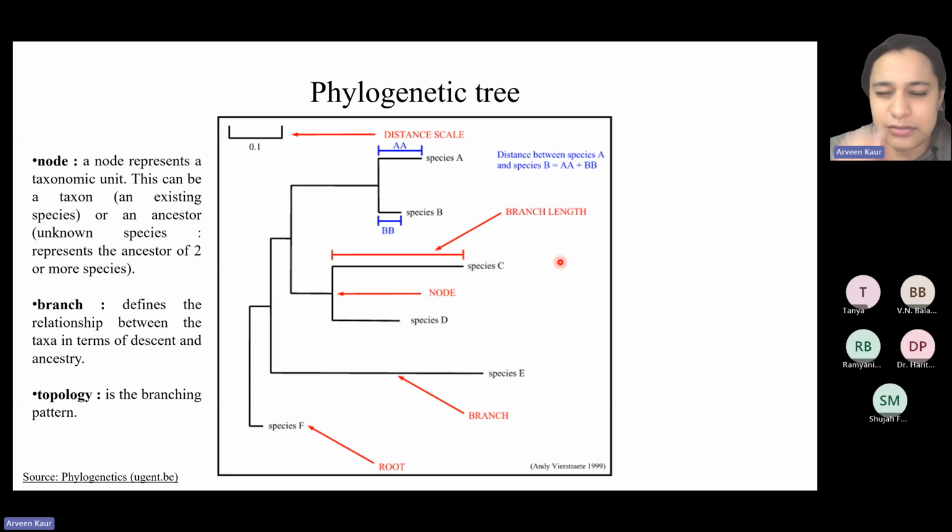Now, let us go through the definitions of these things before we come to other types of phylogenetic trees and how they could be made differently. A node represents a taxonomic unit. What are taxonomic units? They are units such as genus, species, family, phylum. This can be a taxon, which could be an existing species, an ancestor, or an unknown species. For example, if it is not labeled, we might not know what it is.